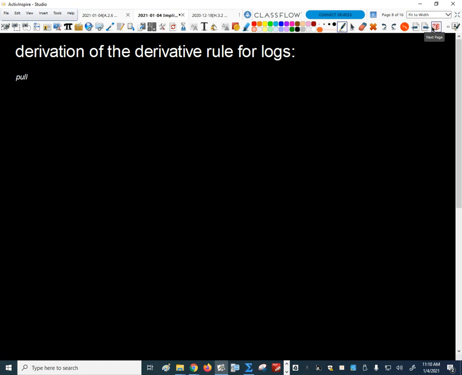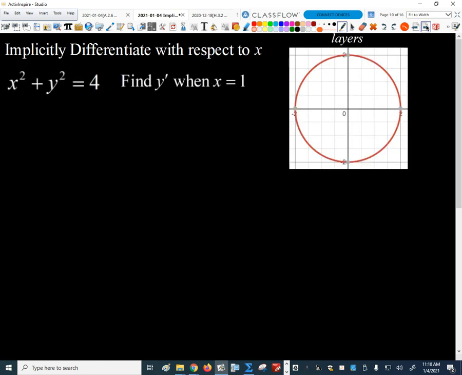Okay, let's go ahead. I'm going to skip up and do this example first before we backtrack. So let's find y prime when x equals 1 for this relation, x squared plus y squared equals 4, which is just the equation of a circle with radius 2 centered on the origin. If I want to find y prime, I don't want to solve this for y explicitly. Let's just implicitly differentiate with respect to x.